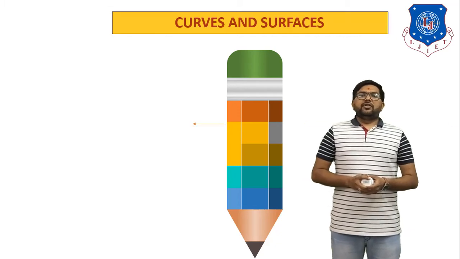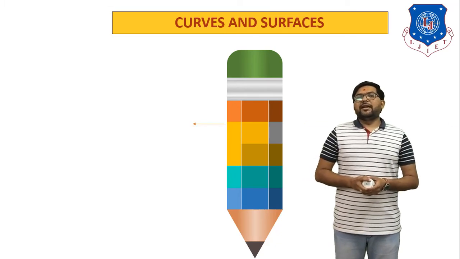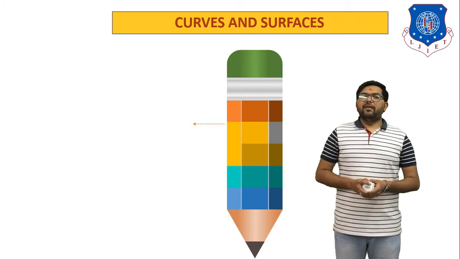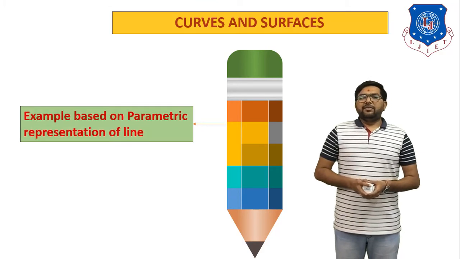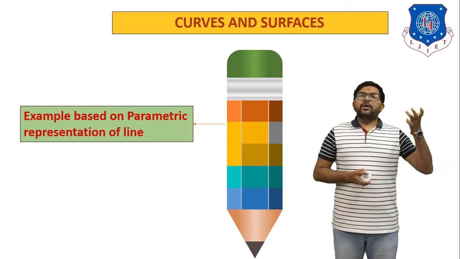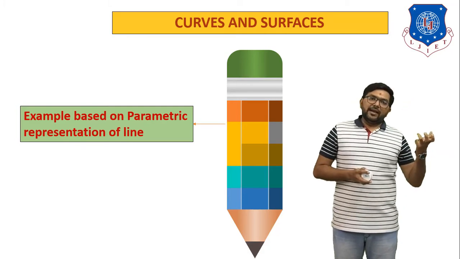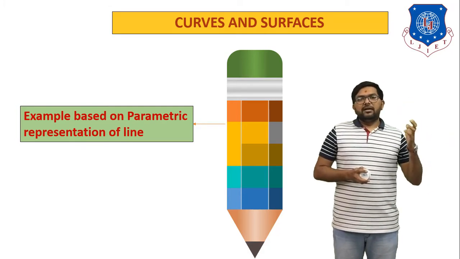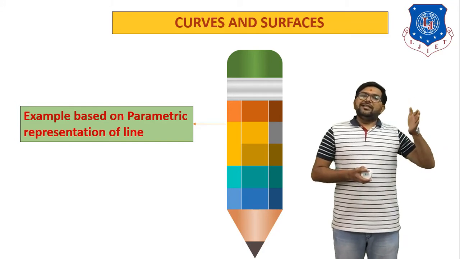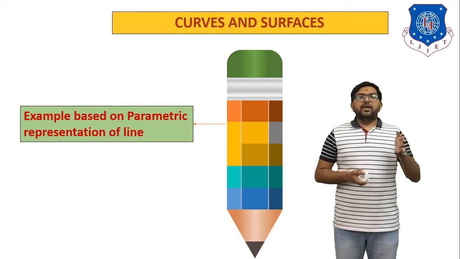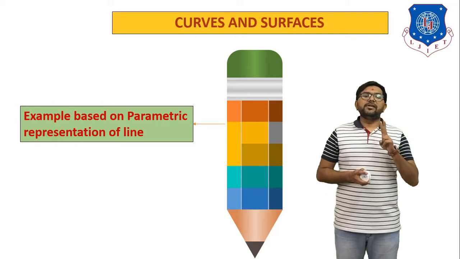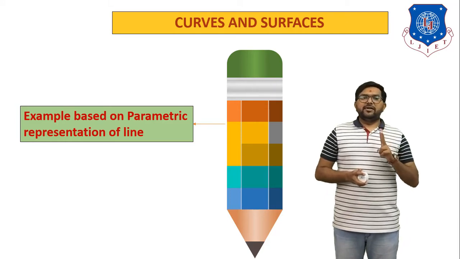So in the last session we discussed one theory, that is the parametric representation of a line. In that theory we derived the parametric equation of a line, how to find the length of the line, and how to find the unit vector. Clear? So using that equation, in today's session we have to solve two numericals based on the parametric representation of a line.